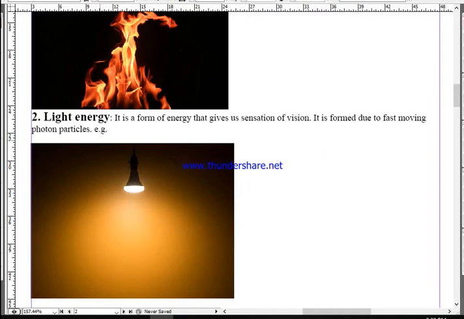Some examples producing light energy: the sun, you know that. Electric lighting devices such as electric bulb, tube lights, CFL, LED. There are so many examples. Let me write it: LED, CFL, LCD, your LCD monitors, isn't it? And then tube lights, etc. Electric lighting devices, and then chemical reactions.